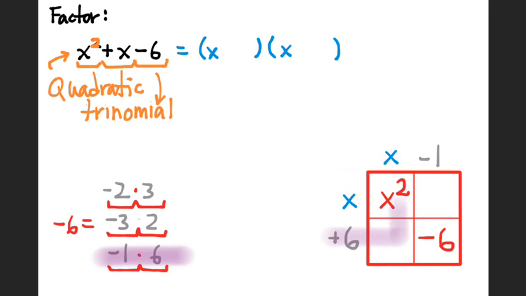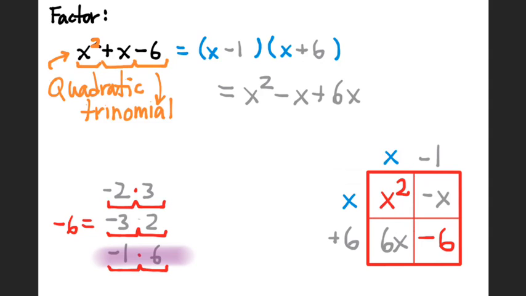I'm just going to multiply 6 times x. It's going to give me 6x. And I'm going to multiply negative 1 times x. Negative 1 times x is going to give me minus x. So here's the algebra that we're really representing in this grid. We're representing the idea that if I multiply x minus 1 times x plus 6, what I'm going to get is x squared minus 1x plus 6x minus 6.